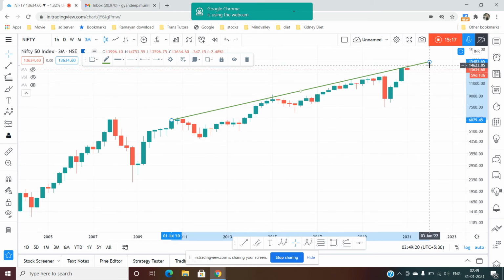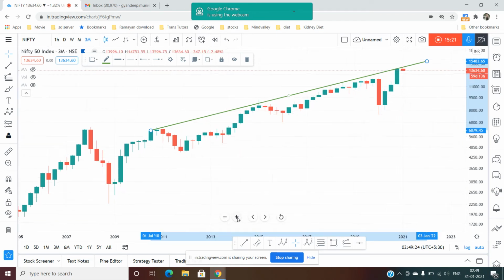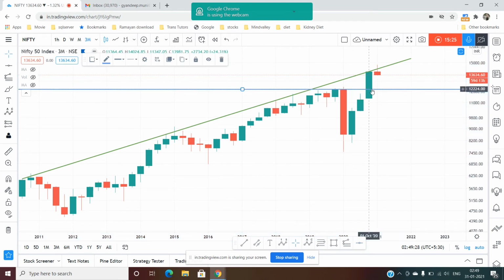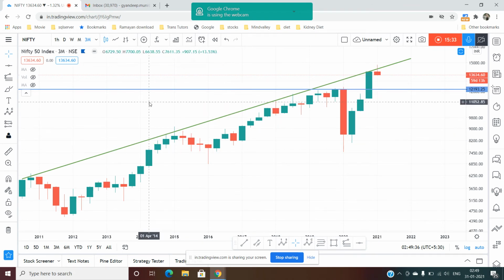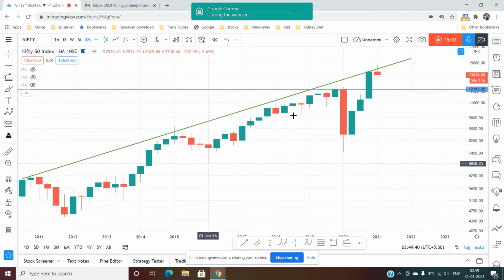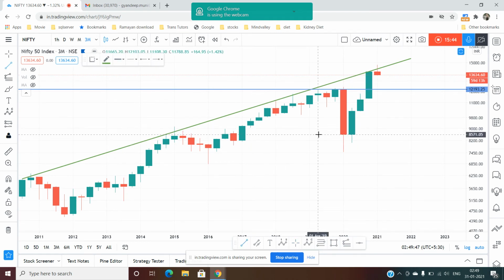So if there will be a fall, what should be the criteria? The fall should not go below this line. If it goes below this one, then a higher downtrend will start. And if we are right that we are going to the fifth wave, then the price may come to this zone again.